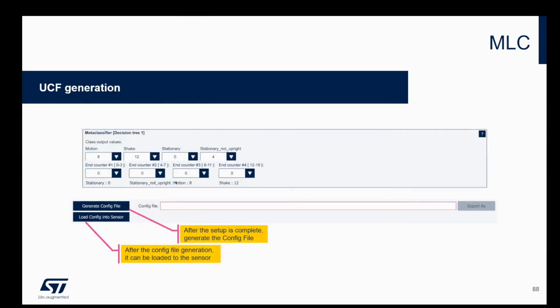So this is what it looks like. You can export as, you specify the path here. So now you have your header file. For whatever embedded development platform you're using, you will have the header file containing the decision tree. And then if you're using MEMS Studio, load config will get you ready, and you can visualize the output.